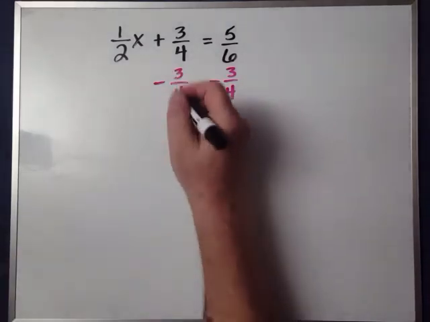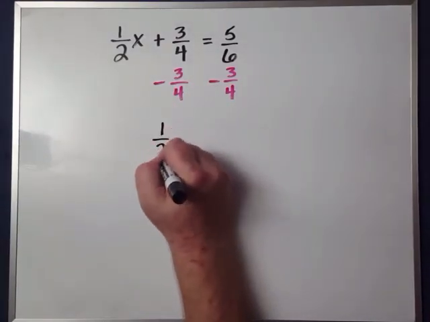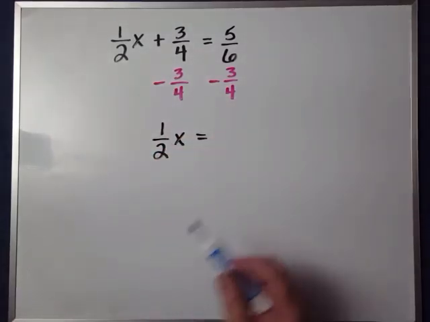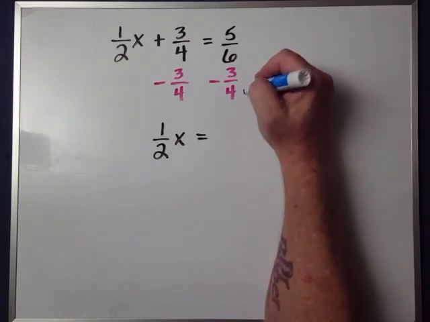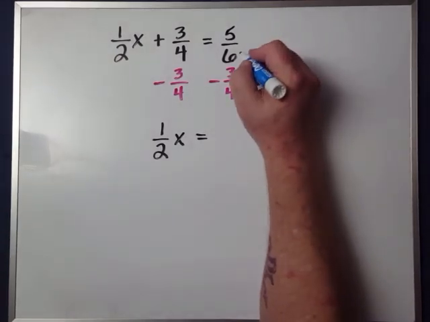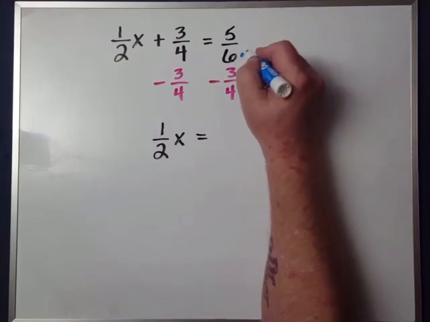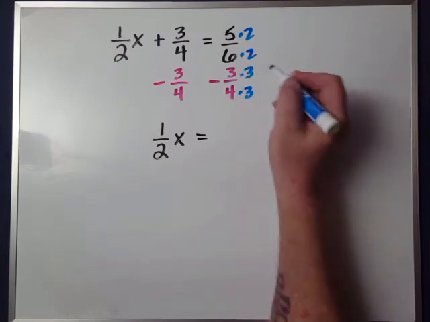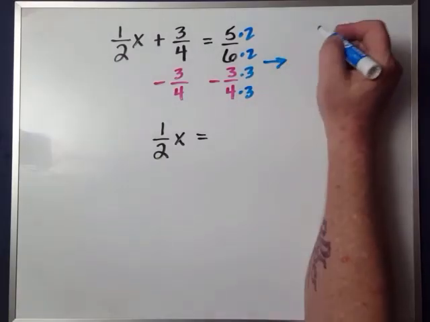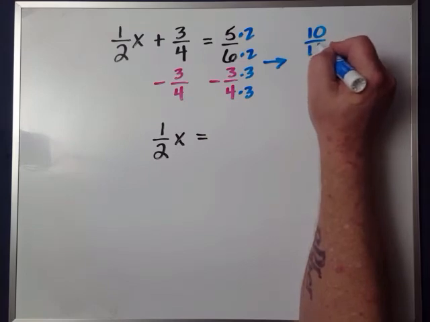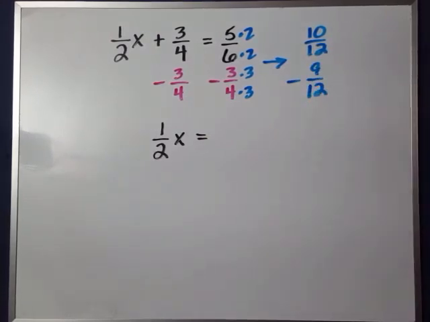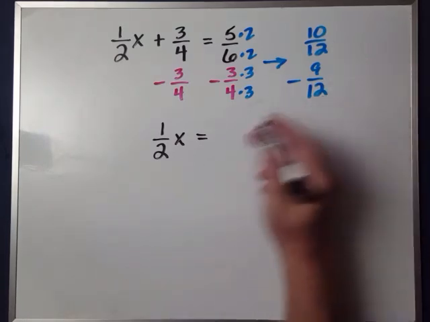On the left-hand side, the 3/4 subtract out to leave me 1/2 x. On the right-hand side, I don't know what I have yet. I need a common denominator to be able to add or subtract fractions. Least common is 12. So I need a factor of 2 top and bottom. I need a factor of 3 here, top and bottom. This is now 10/12 and minus 9/12. So the right-hand side boils down to 1/12.